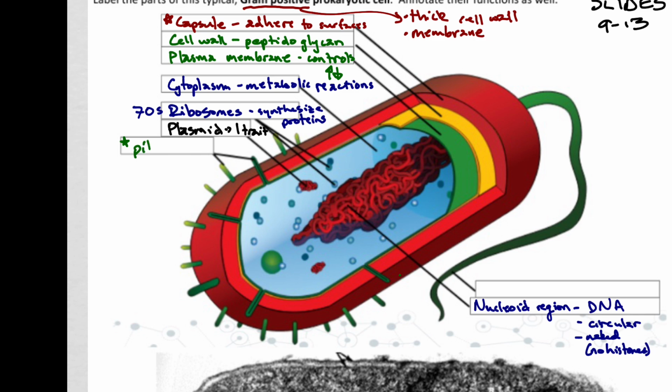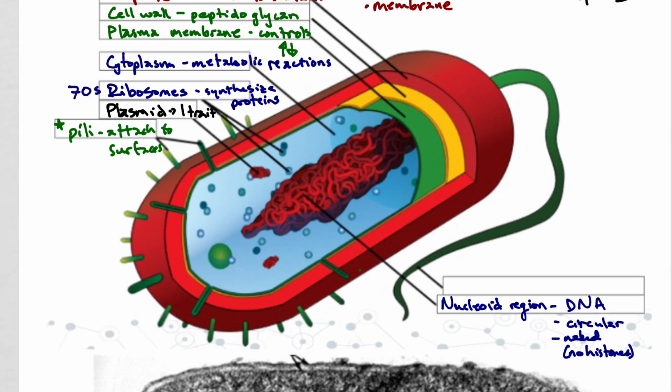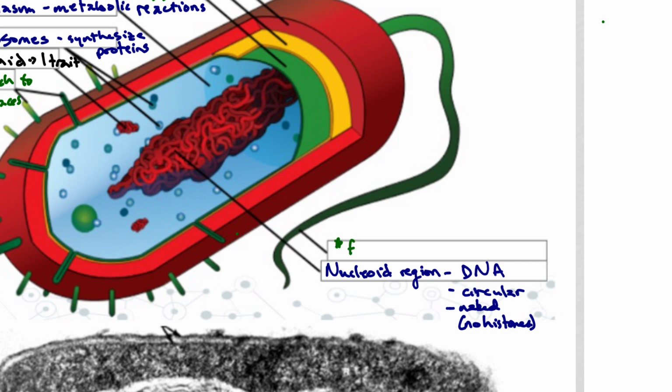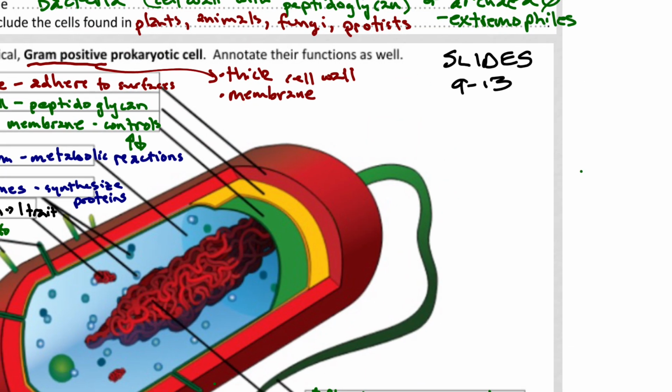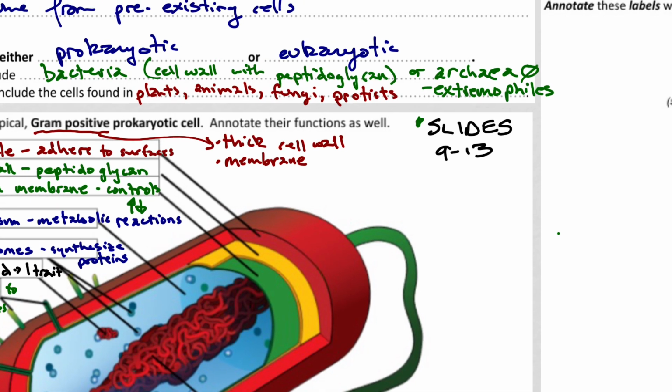First, these little guys here are pili. They look like little whiskers or little hairs. They help the cell attach to surfaces. Sometimes they're also used to swap DNA with other prokaryotes. And then finally, also not found in every single prokaryote, we have our flagella. I should have said flagellum since this is singular. Flagella is plural. And this is movement, helps the prokaryote get around. So all of this information can be found in slides 9 through 13.